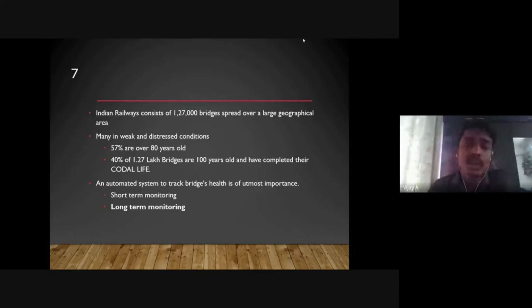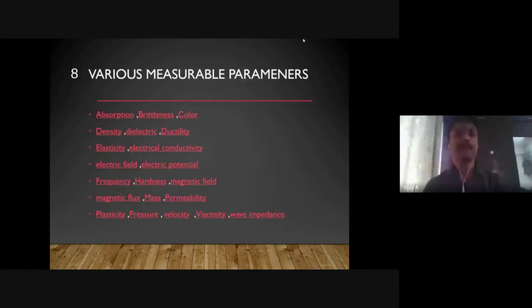In the short term, that is where your NDT techniques will be used. So short term monitoring. What are the various measurable parameters that I can use NDT to know: absorption, brittleness, color, density, the dielectric characteristic, ductility, elasticity, electrical conductivity, frequency, the mass, plasticity, pressure, velocity, viscosity. These are the different parameters that you can actually find out with your NDT techniques.